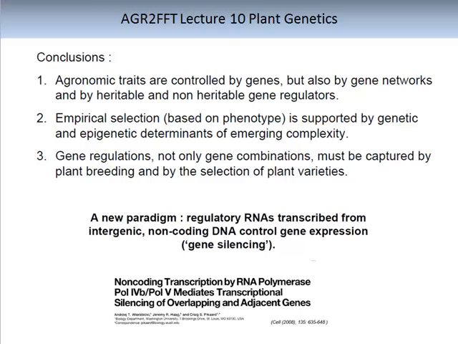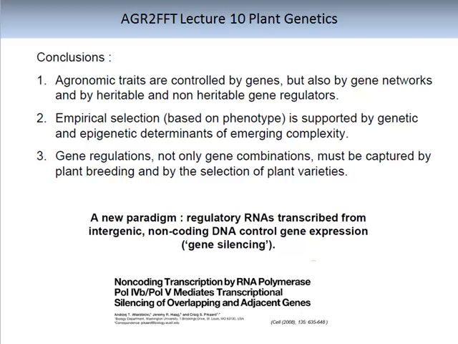A paper that you may want to refer to, as it's open source, is "A new paradigm: regulatory RNA transcribed from intergenic non-coding DNA controls gene expression or gene silencing." This is one paper on this topic, of which there are many. This will introduce you to the concept of silencing. This is where a piece of DNA or RNA is used to silence or stop the expression of a gene.